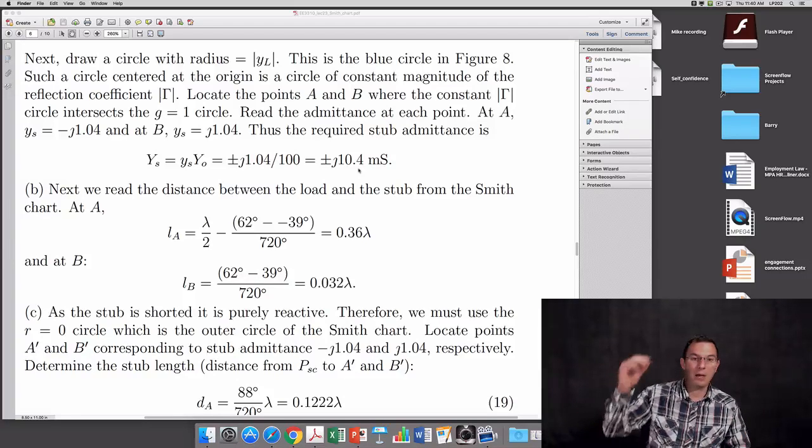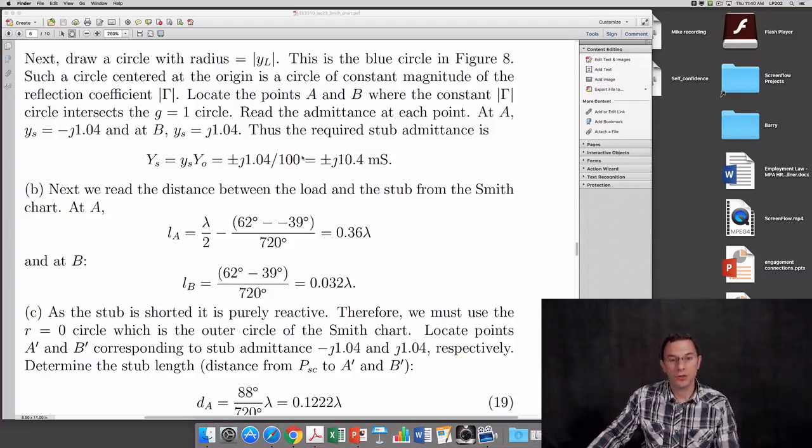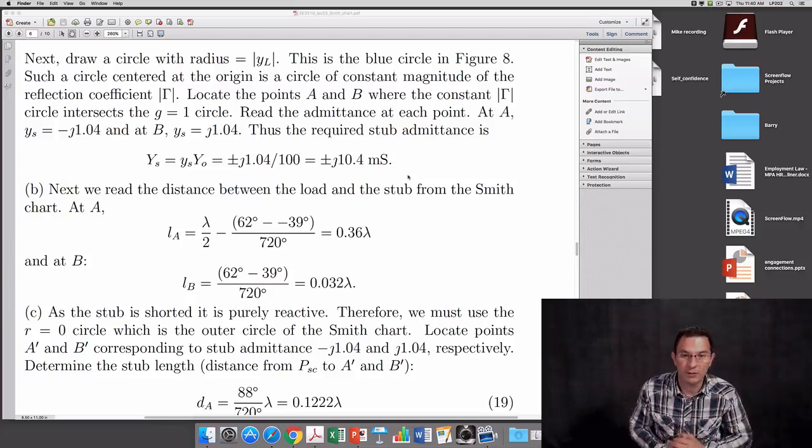Again at point A, that's where the admittance was positive. You have to add negative admittance to cancel it out. At point B, where you had a negative admittance, you have to add a positive admittance in order to cancel it out, to get yourself to the center of the Smith chart. Okay, so that is the answer to the first question. What is the admittance of the stub need to be?